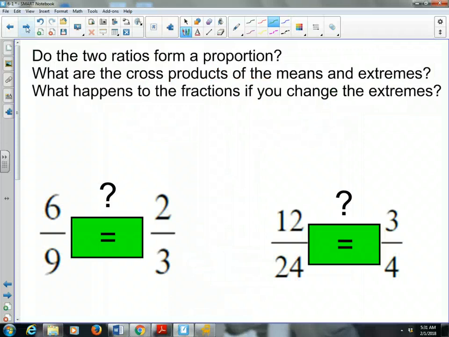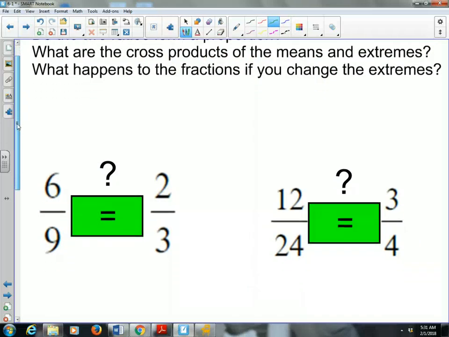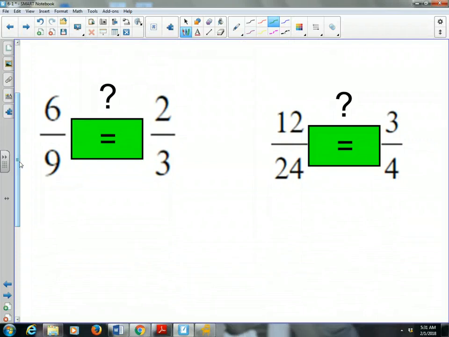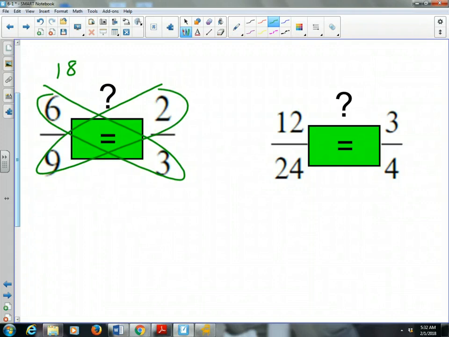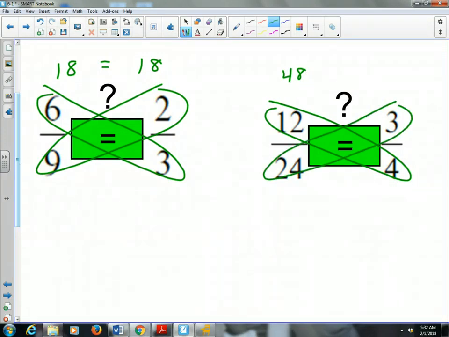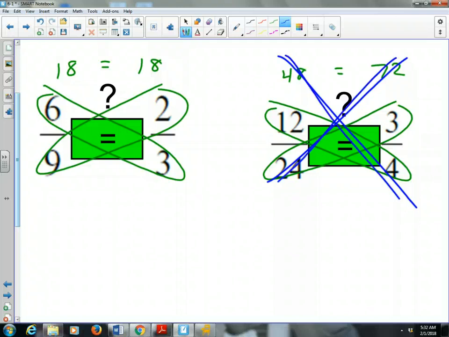So take a look at this one here. This one isn't in your notes, so just pay attention with me here. Do these form a proportion? Well, if the cross products equal each other, it does form a proportion. So if I cross multiply this, I get 18. If I cross multiply this, I get 18. So yes, this does form a proportion. 6/9 does equal 2/3 because their cross products equal each other. Does 12/24 equal 3/4? Well, 12 times 2 is 48, and 3 times 24 is 72. Is this a proportion? The answer is no. This is not a proportion because the cross products do not equal each other.